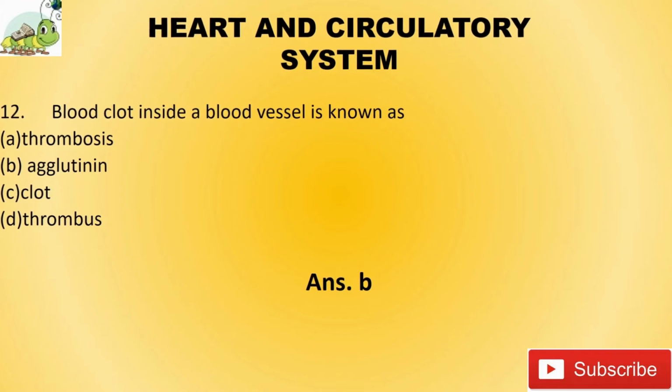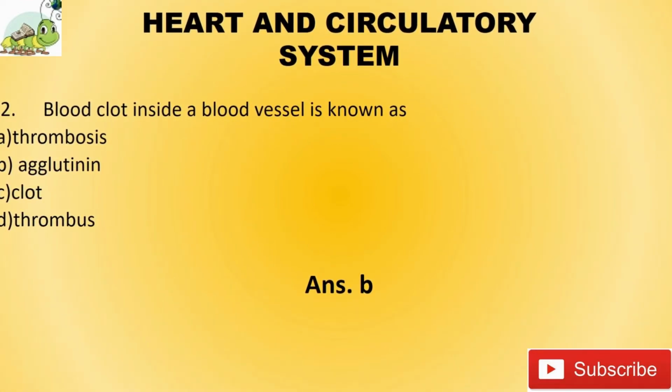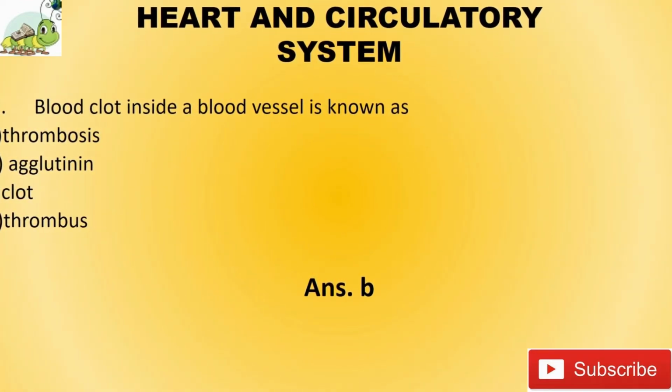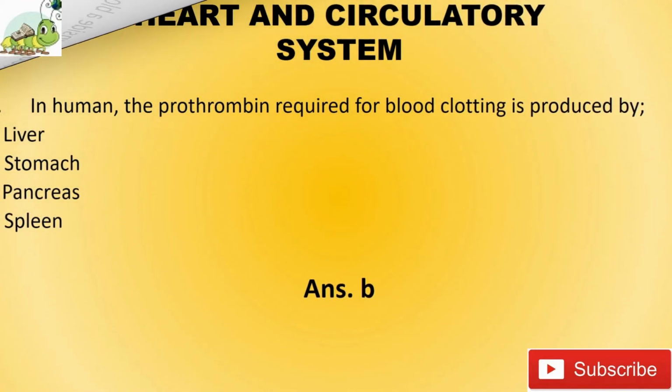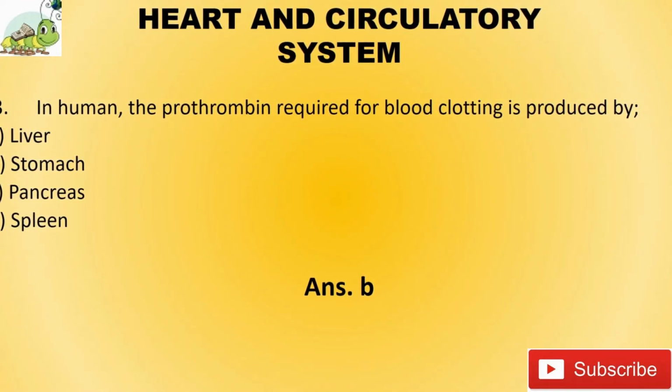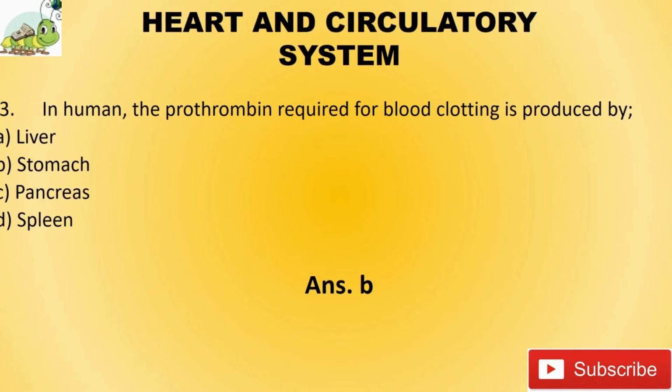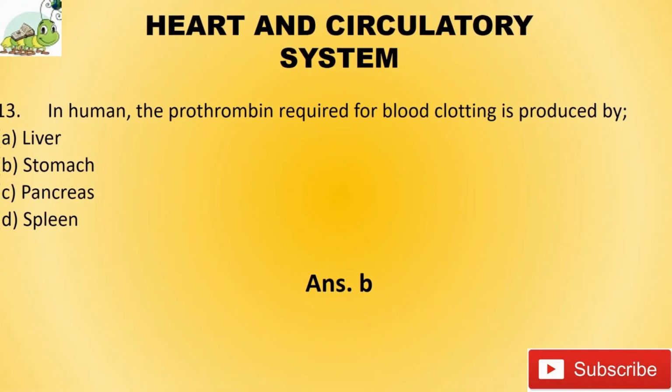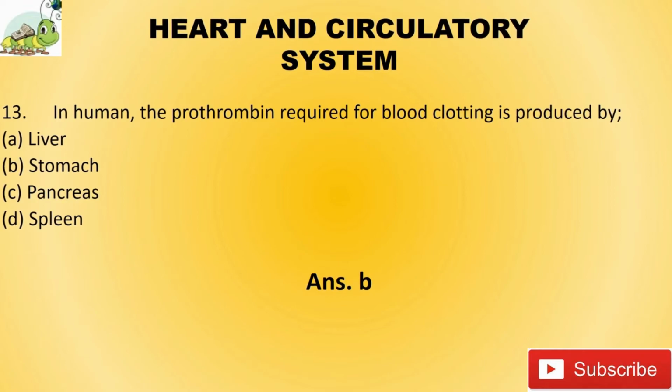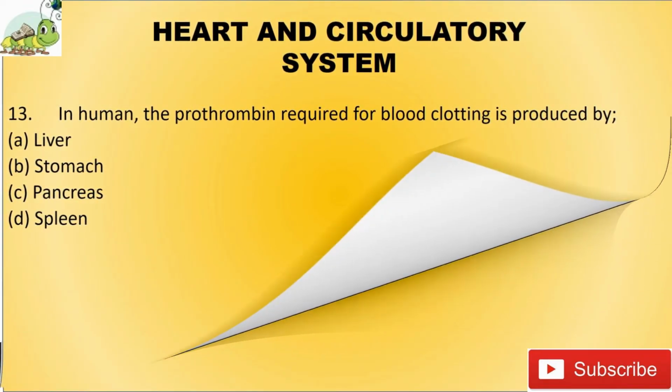Question number 12, answer is D. The thrombus is an intravascular blood clot. Question number 13, answer is A. Prothrombin is manufactured in the liver. Vitamin K is essential for the formation of prothrombin.